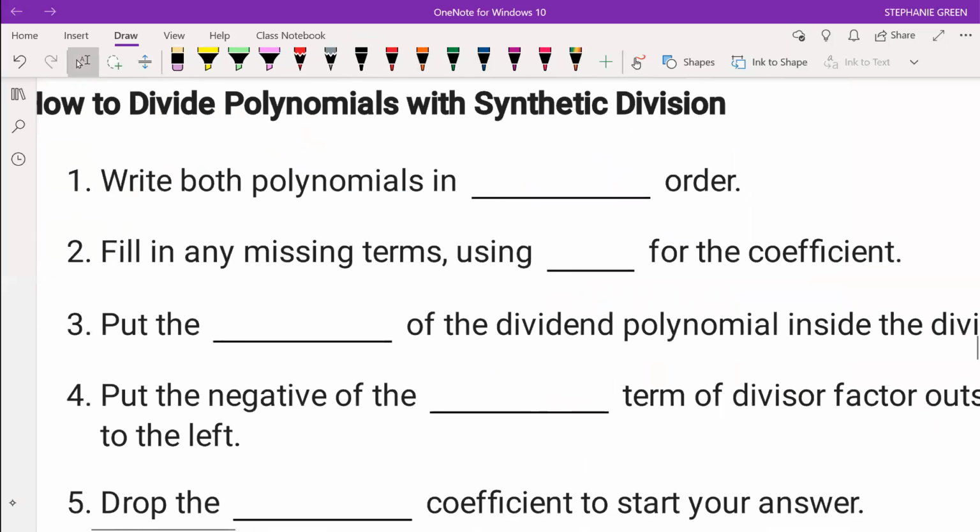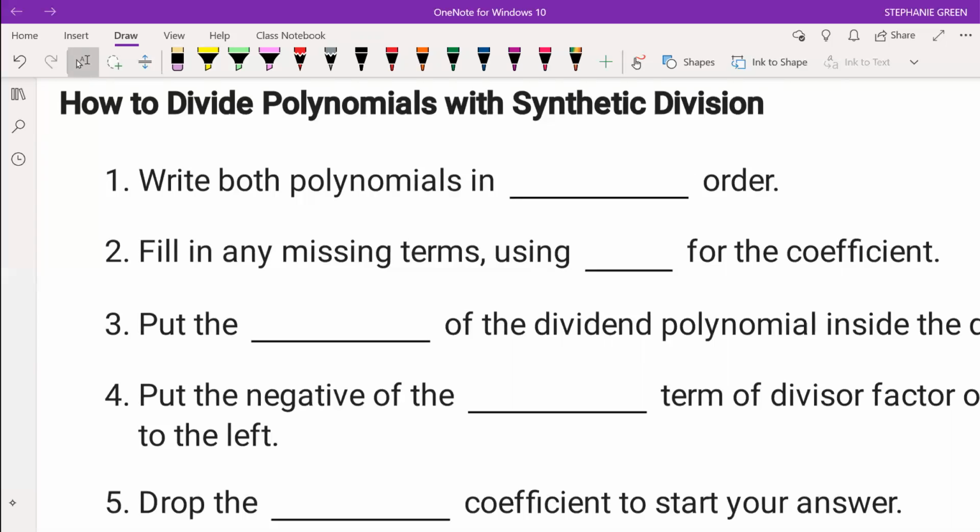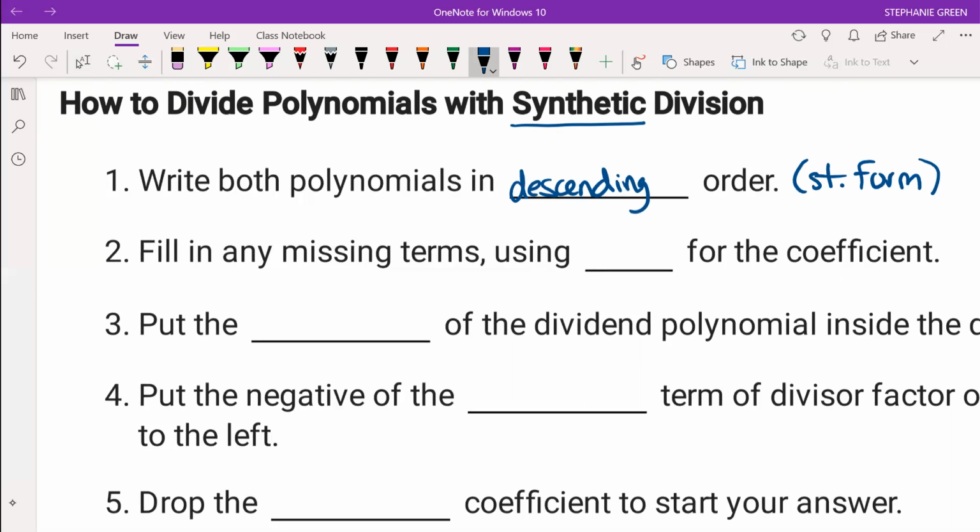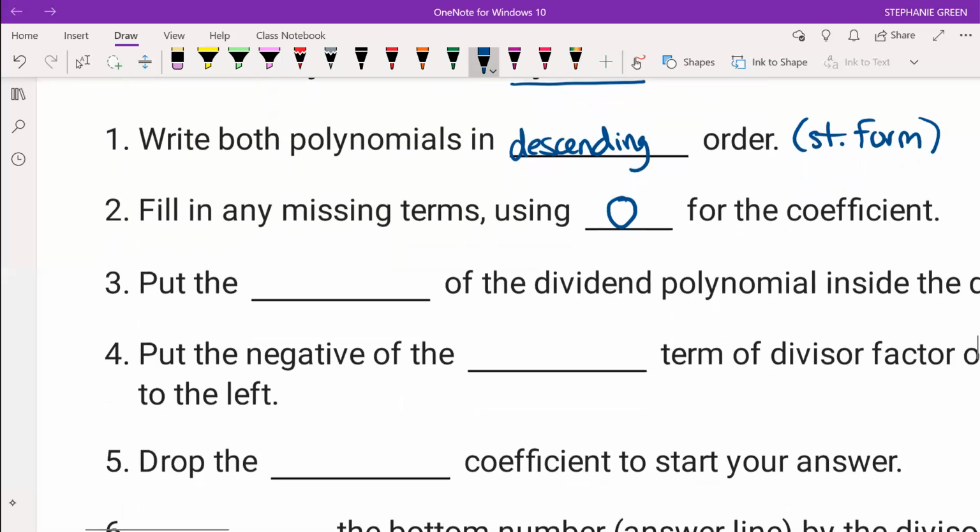All right, so let's talk about this new method called synthetic division. Synthetic division is another way that we can divide two polynomials, and it's a simplified version of the process. When we do this, we still want to start out with our polynomials being in standard form, meaning they're in descending order by degree. If there's any missing terms, we still have to put a 0 in for those, just like we do in long division. Otherwise, it's not going to line up correctly, and you're definitely going to get a wrong answer.